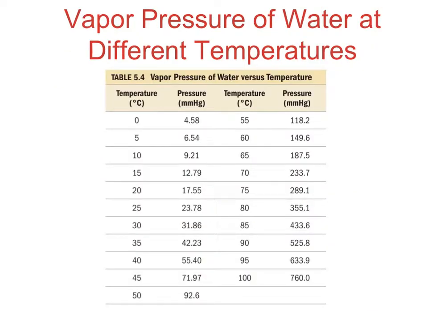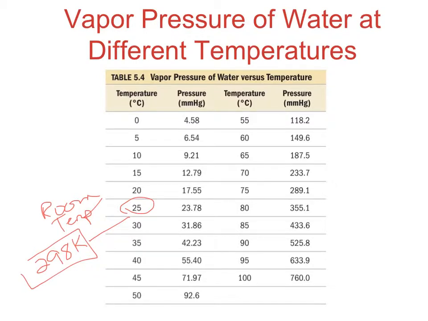Okay, so for example, let's say you're working at room temperature, which is around 25 degrees Celsius. That's a good number to remember too. Usually that'll be in Kelvin when you're working in gas laws, so 25 degrees Celsius is the same thing as 298 Kelvin. And the partial pressure of water at 25 degrees Celsius is 23.78 millimeters of mercury. Okay, and so that would be the partial pressure for the water vapor that you collected at that temperature.